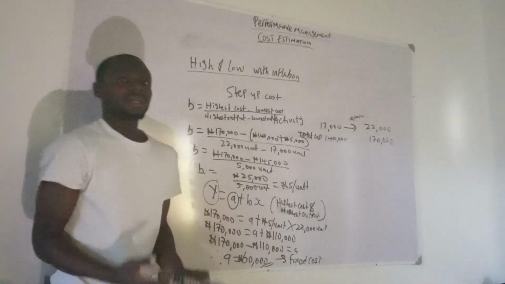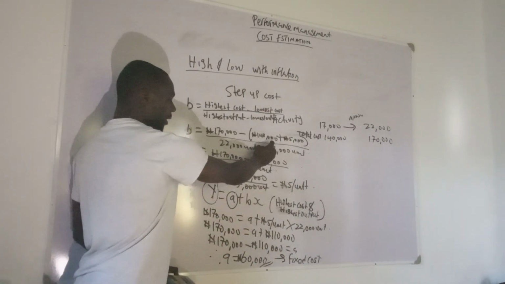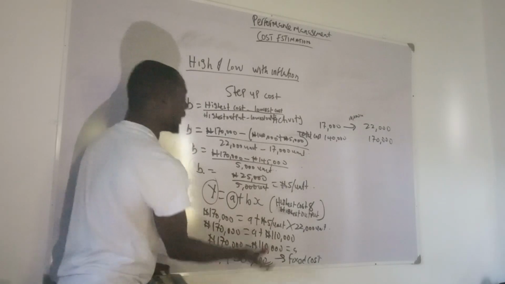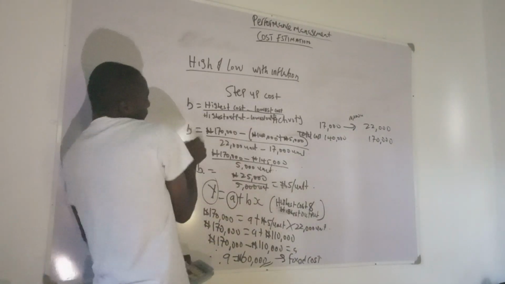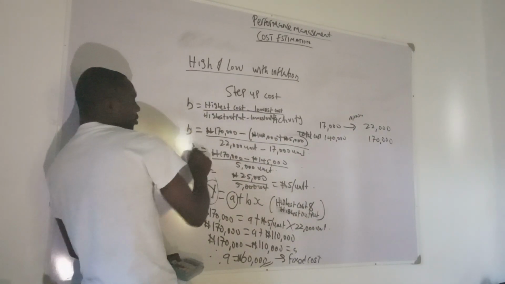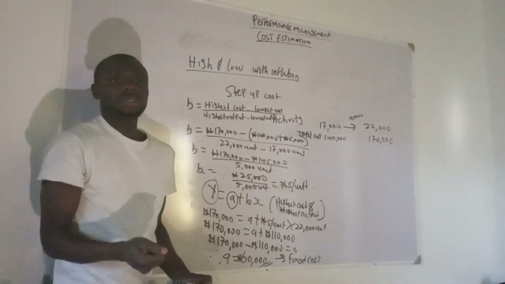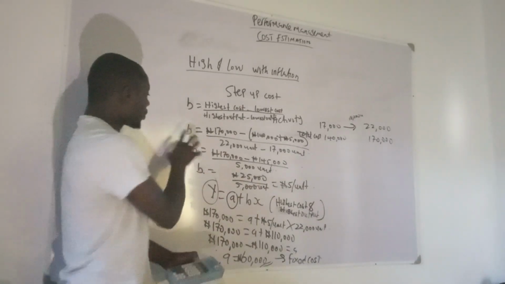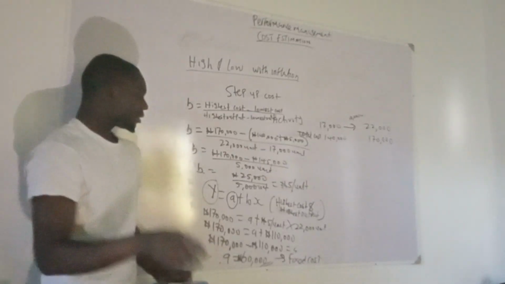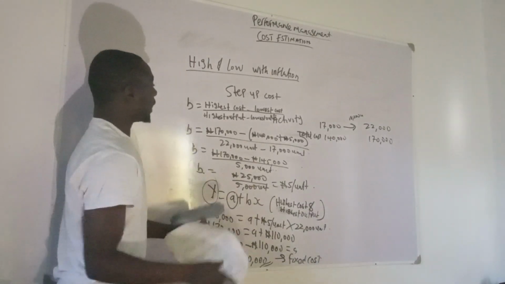Some students will not effect it from here. They will get to this place and add 5,000. That is wrong, because your 5,000 naira will not affect your variable cost, as it is an inflation. It is supposed to affect your variable cost per unit and your total variable cost as well. So that is why you need to start it this way.